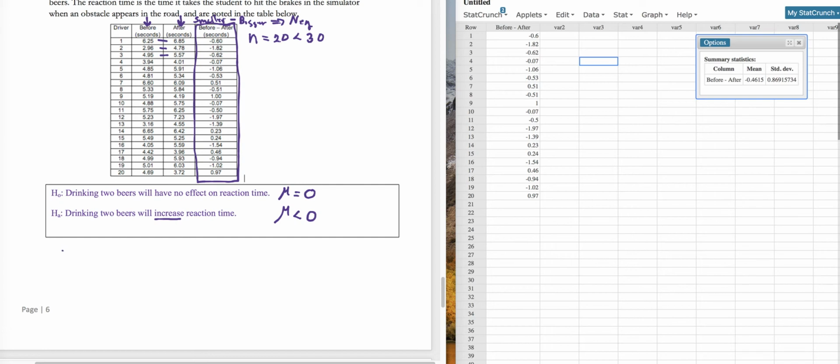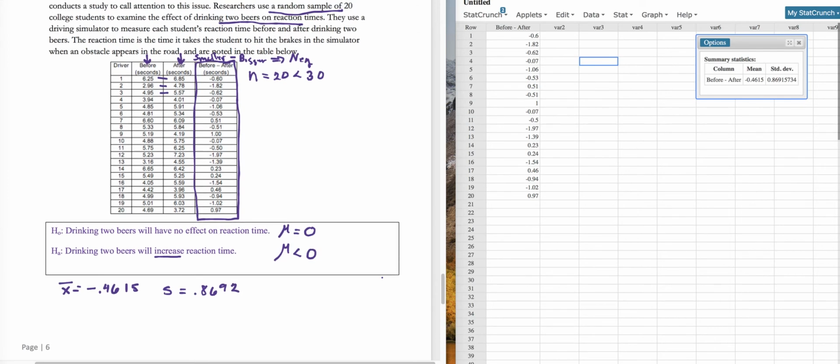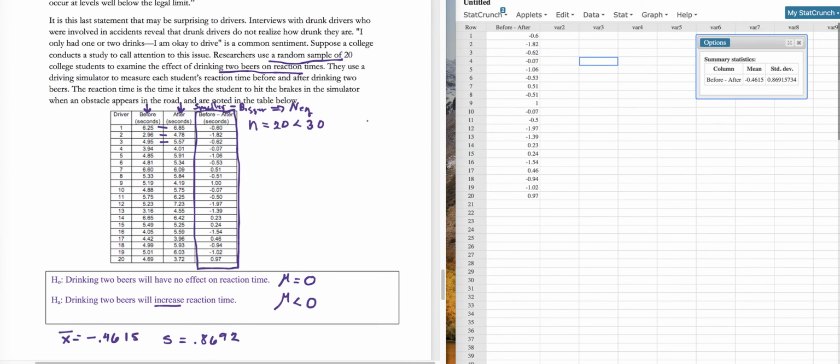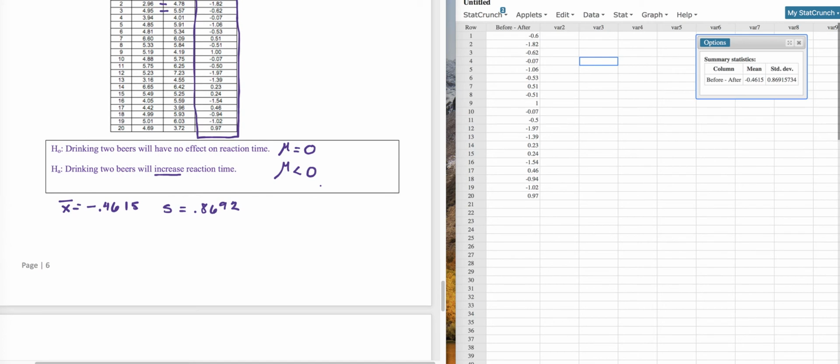So over here, my sample mean x bar is negative 0.4615, and my sample standard deviation s is 0.8692. Let's round off to 4 decimal places there as well. So that is our sample values. Next is that we need a random sample, and we are told up here that we have a random sample. So that is given. We're good to go there.